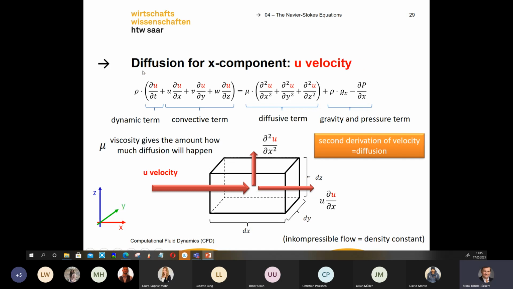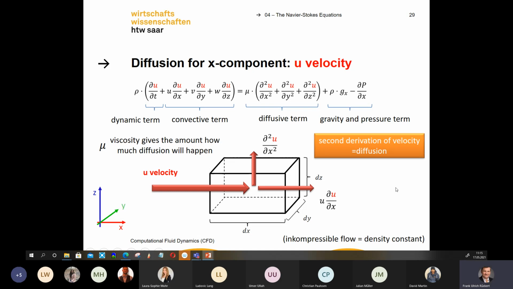And if you look at diffusion, you can also lose momentum. If velocity enters here, for example, 2 meters per second, and you have a high viscosity, then some of the momentum goes to the side. Not all the momentum exits the cell here in the x direction. Some of the momentum can exit this cell in another direction. And this can be mathematically described really well by the so-called second derivation. The second derivation of the velocity describes the diffusivity.